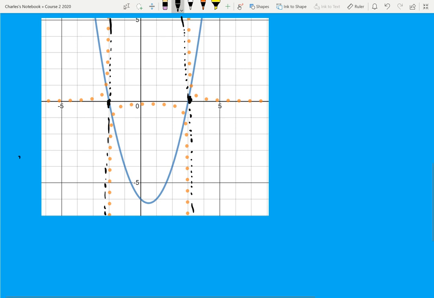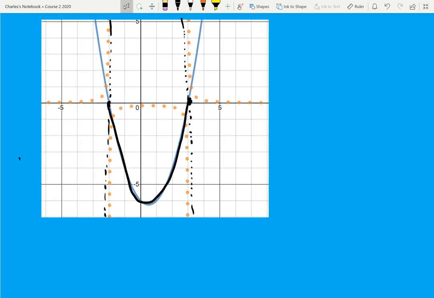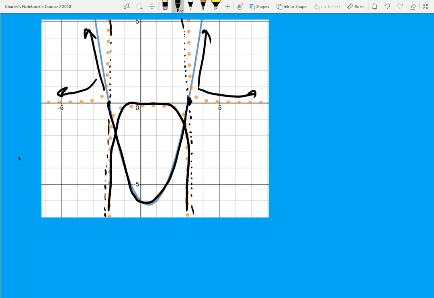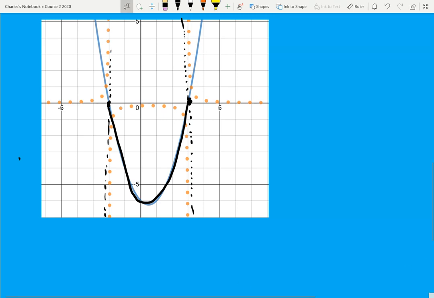Where the function was negative, the reciprocal stayed negative. However, the local minimum became a local maximum. Where the function went to infinity, the reciprocal function went to 0. So there is that relationship between a function and its reciprocal function, and you're going to explore it a little bit more today. But I thought that overview might be helpful.